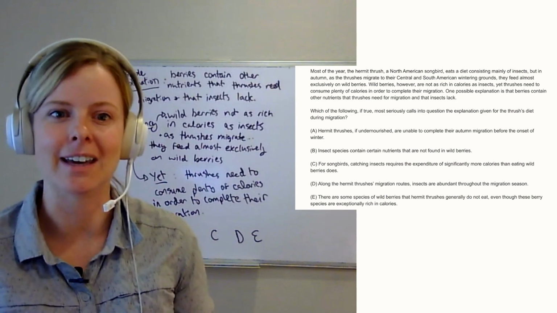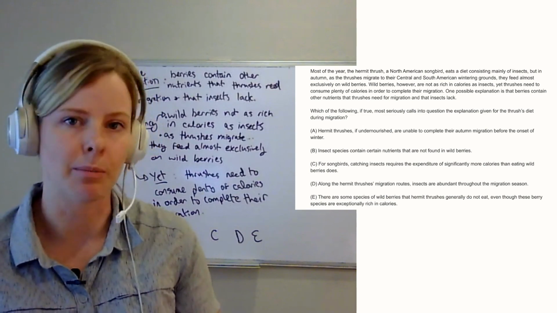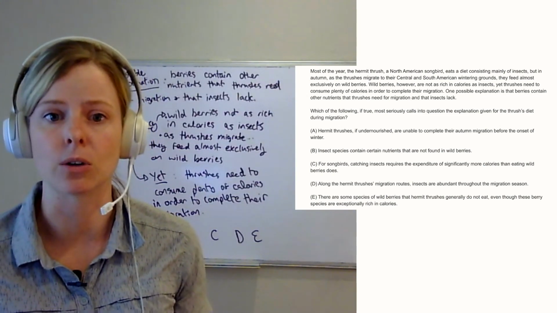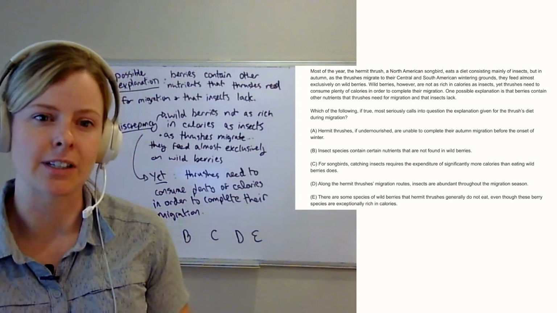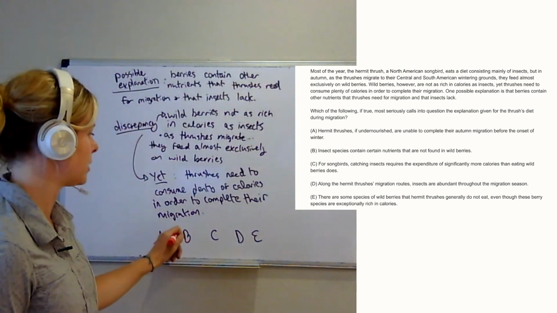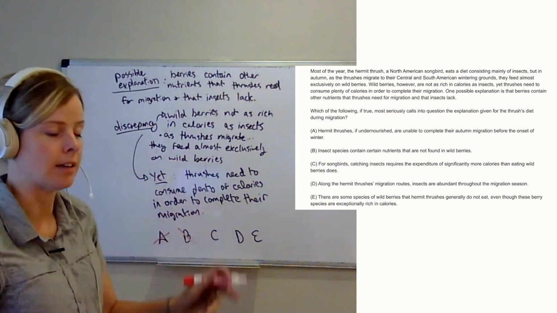We just know that, okay, the insects have these nutrients. The birds are getting them the rest of the year. Maybe they just don't need those during the migration season or whatever. So B doesn't give us quite enough to really call into question this argument about why the switch is being made.